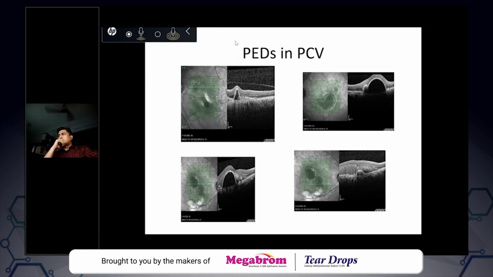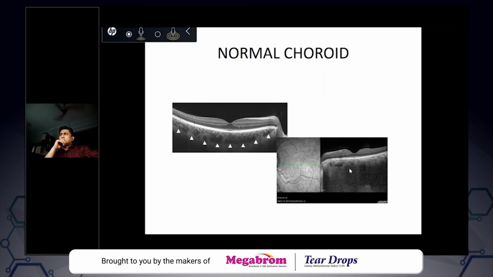So that is Bruch's. You can also get PEDs in the disease called PCV, where you see the tall peaked PED, or the notched PED or thumb-like PED. This is very important: this is a double layer sign PED. These are shallow PEDs where the pigment epithelial detachment occurs. You see the line of the pigment epithelial detachment and the line of the Bruch's membrane. So this is a double layer sign.